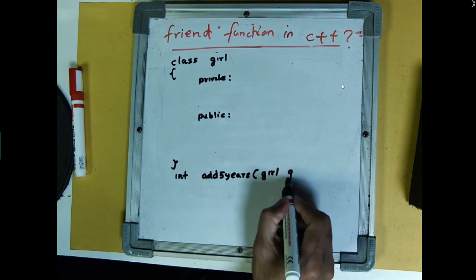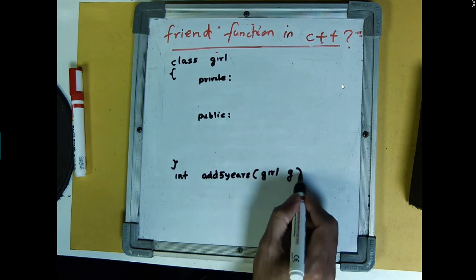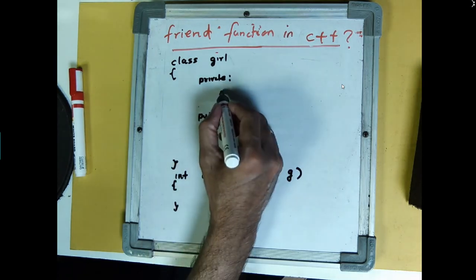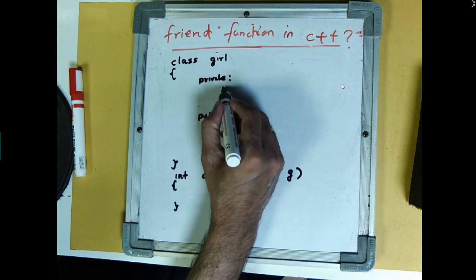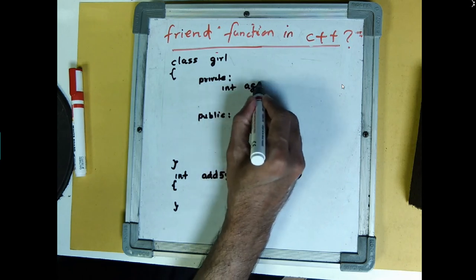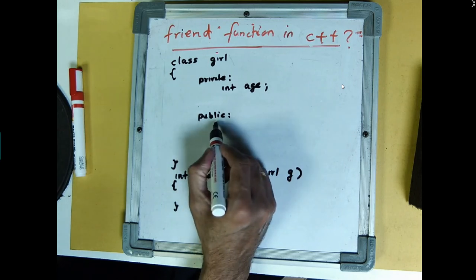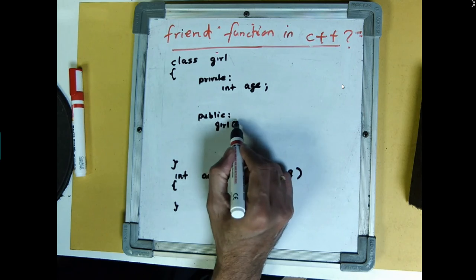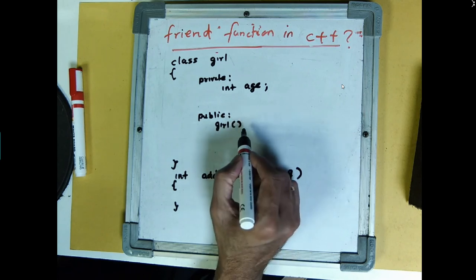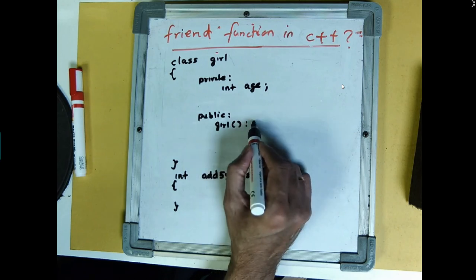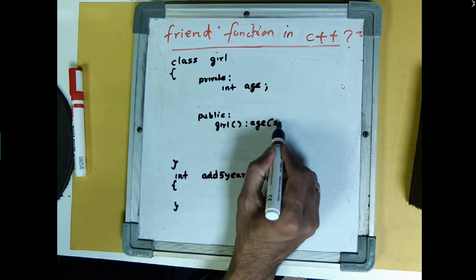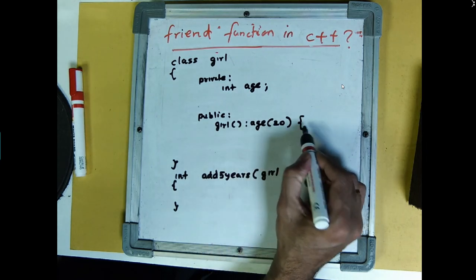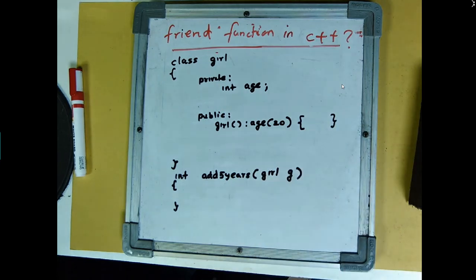Let us say that I am passing girl G. It is like integer A. This is the type of the variable, and you are trying to add the age of this girl. Let's say the initial age can be initialized here in the girl constructor, you know that, and by colon you can initialize the age to 20, and after that whatever you want to write inside you can write. This is a constructor.